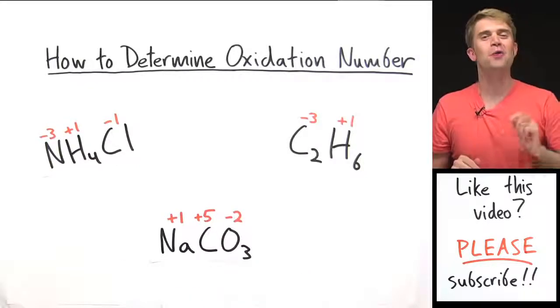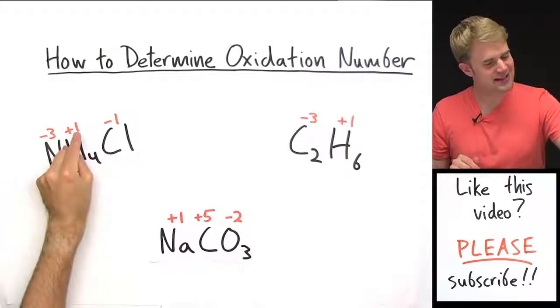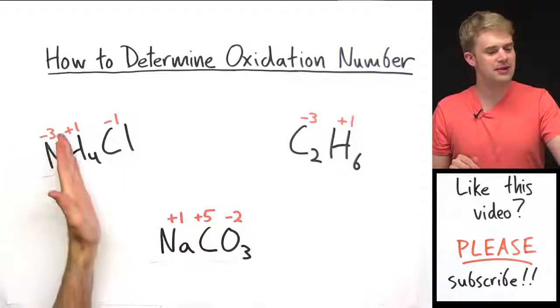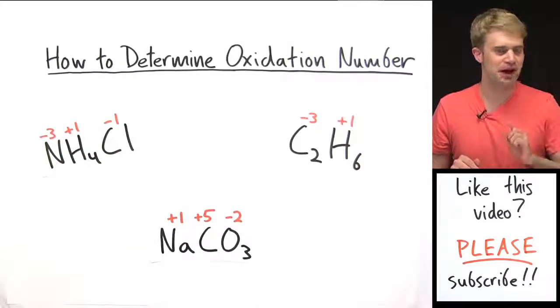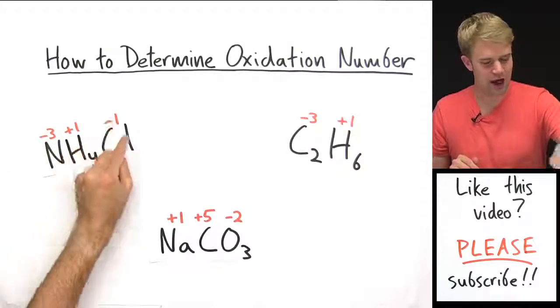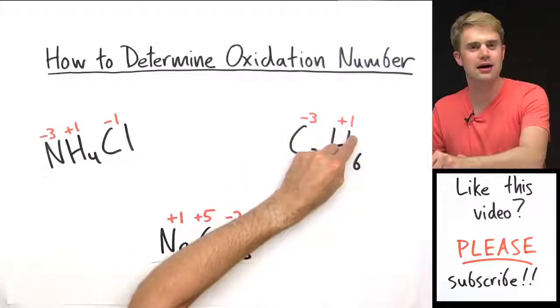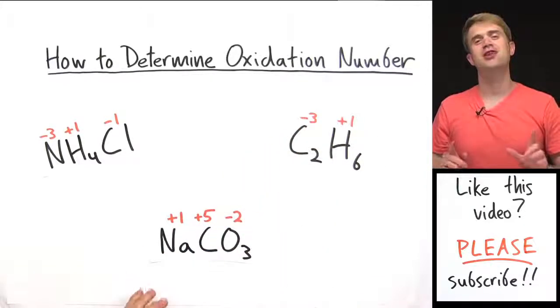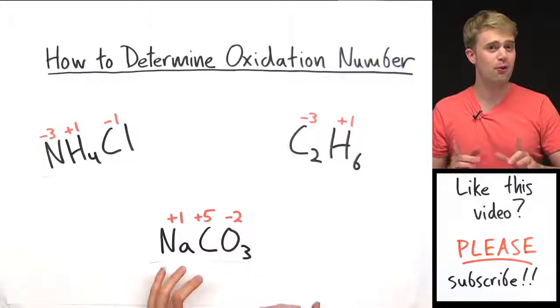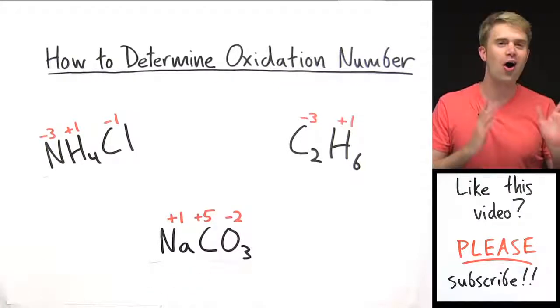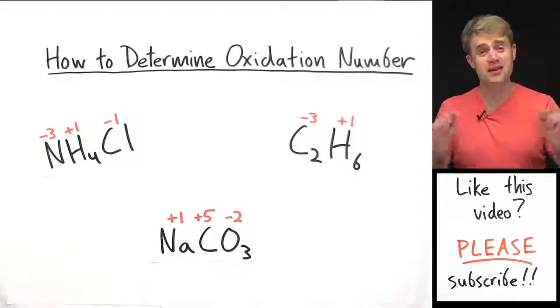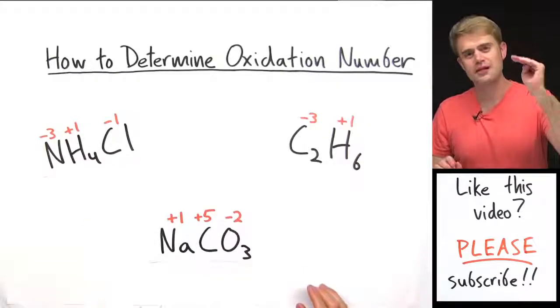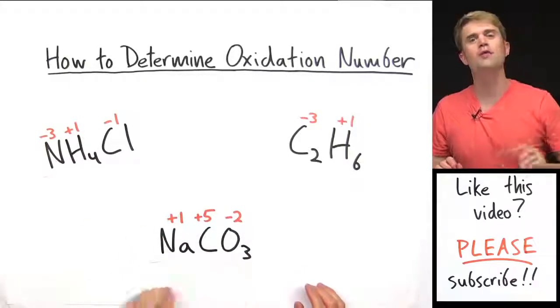In this video, we're going to learn how to figure out the oxidation numbers for the different elements in a chemical compound. The oxidation numbers are the numbers that I've written here above each one of the elements. If you want to learn more about what oxidation numbers are or why they're important, check out my video called What Are Oxidation Numbers? In this video, we're going to work through the process of how you figure out what these numbers are.